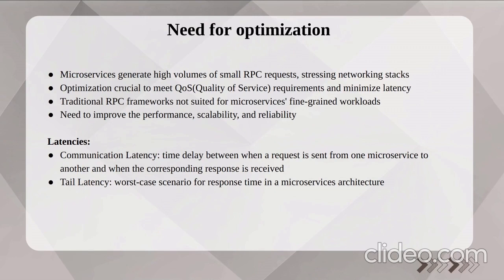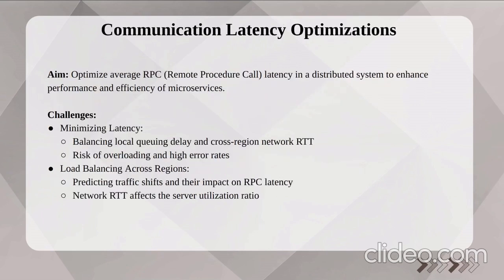Therefore, we need to improve the performance, scalability, and reliability of the microservice framework. The main criteria used for the evaluation of microservices is latency, and mainly two types of latencies are considered: communication latency and tail latency. The communication latency measures the average RTT between a request and response pair, whereas the tail latency considers the worst-case scenario in the microservices architecture.